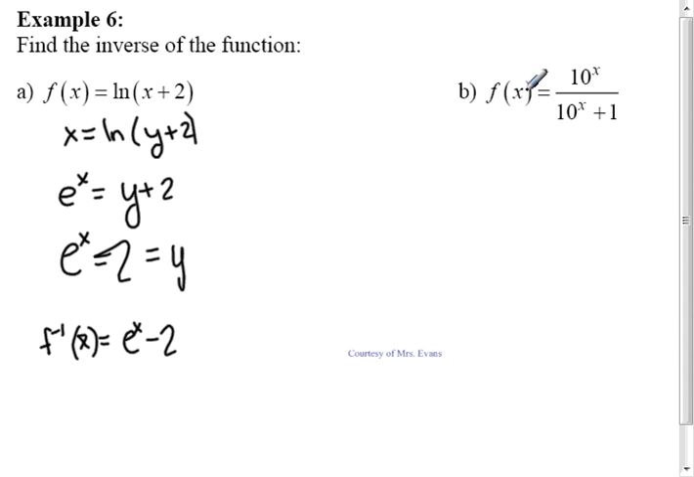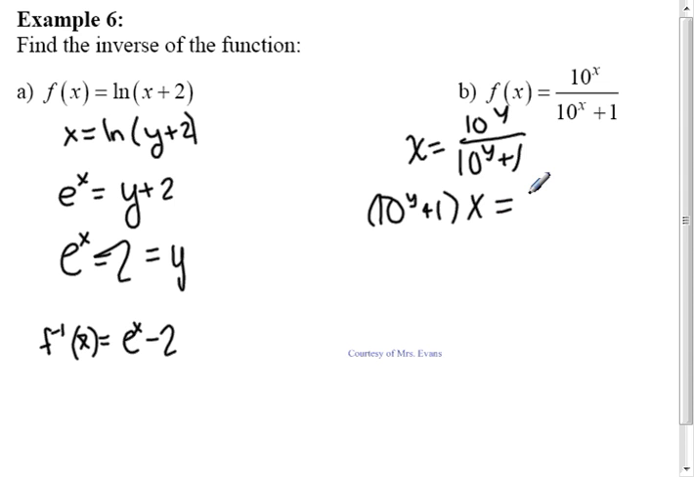Alright, this one looks scary because it's a fraction with exponentials. It's not too bad. So we have x equals 10 to the y over 10 to the y plus 1. Multiply both sides by that denominator. So you get 10 to the y plus 1, all multiplied by x, equals 10 to the y. Alright, so then I'm going to distribute out this side, so I get x times 10 to the y plus x equals 10 to the y.